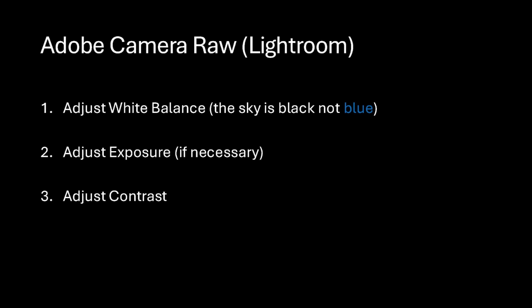As we go through these examples, I'll show you one of my images that I took in northern Arizona. The first thing you do is adjust the white balance. When I look at a lot of Milky Way photos online or posts on people's sites, the sky is bright blue. The sky's not blue. Dark is dark, dark is black.